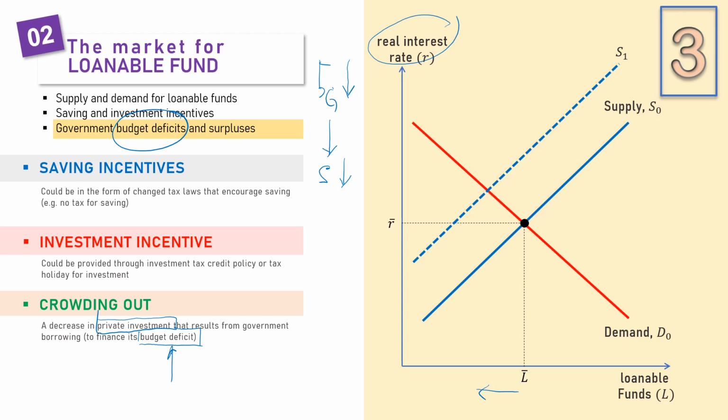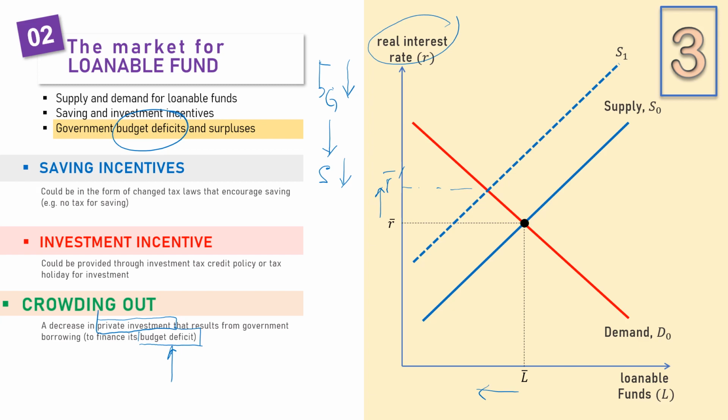And here, where is the crowding out? Look again at the definition. Because of the government budget deficit that lowers the national saving in the market, it is reflected by the increase in the equilibrium real interest rate. So the equilibrium real interest rate is now here at R prime.